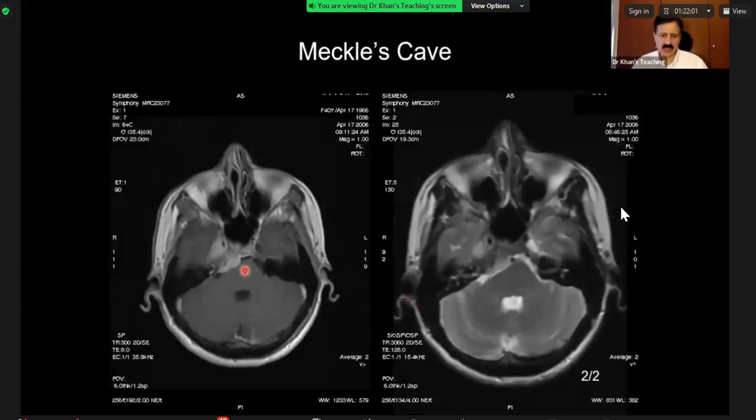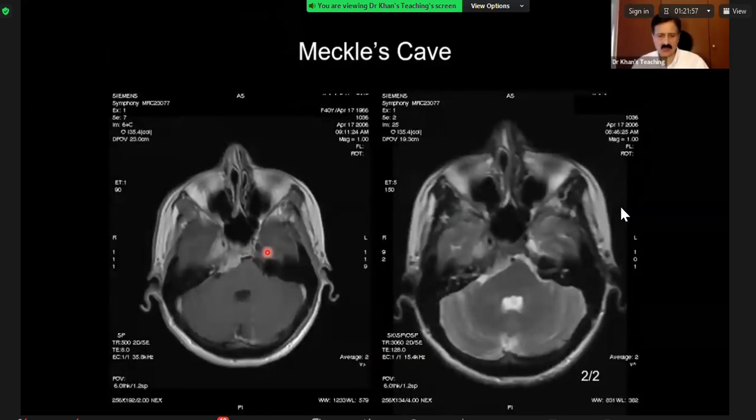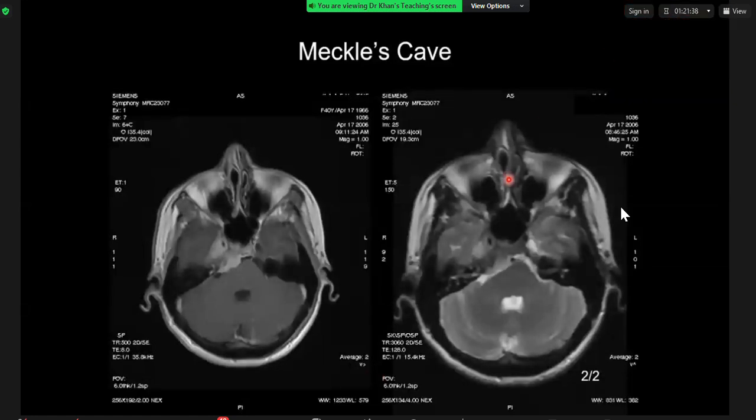So this is with contrast. That one was a FLAIR sequence. This is with contrast, the same case. And here you can see this enhancement, which is replacing the Meckel's cave. This is the normal Meckel's cave. So candidate 5, yes, I'm here.